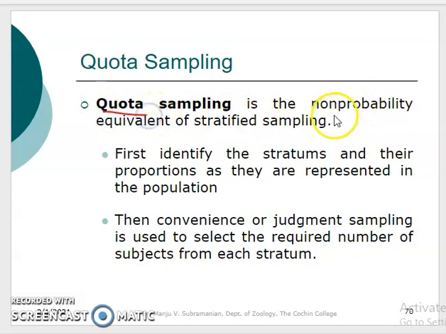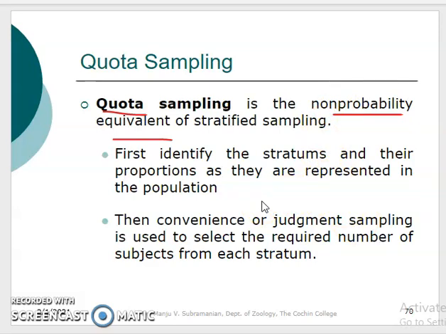Quota sampling is a non-probability type of sampling method. First, identify the strata and their proportion as they are represented in the population. Then convenience or judgment sampling is used to select the required number of subjects from each stratum. In quota sampling, we are selecting the strata based upon certain opinion of the public.